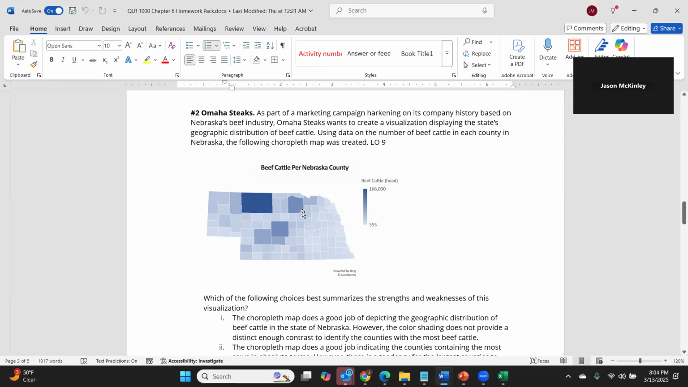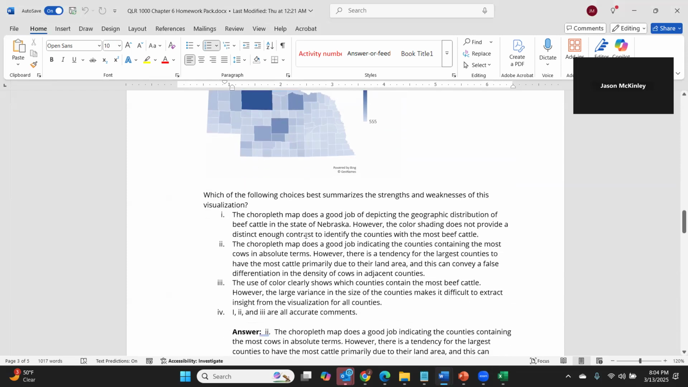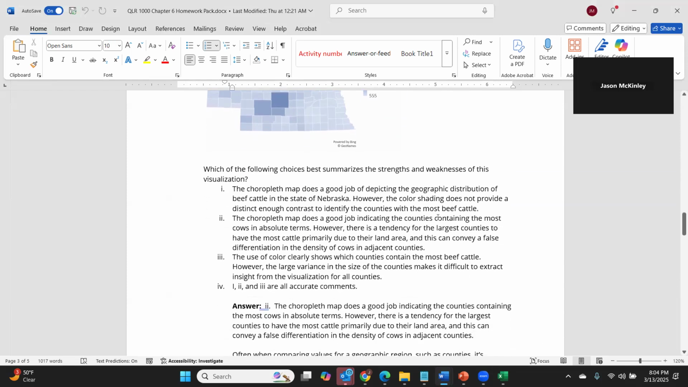And so what's interesting about this map that was produced in Excel is the total number of beef. So this larger county up here to the north in Nebraska really stands out in blue. And if that's the story you want to tell, great, you could run with this map. But what's the best choice? So I'll let you read through all these, press pause if you want.